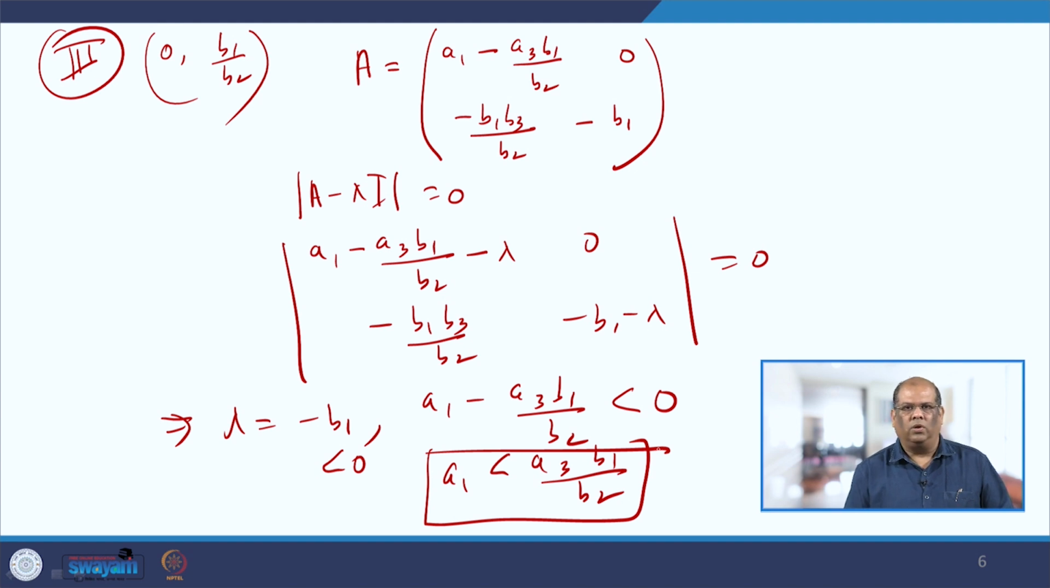So, for (0, 0), you find that the system is unstable. For (A1/A2, 0), you find the system to be stable provided an inequality holds. Same thing for (0, B1/B2), you find that the system is stable if this particular inequality holds. Now, let us go for the non-zero equilibrium point.